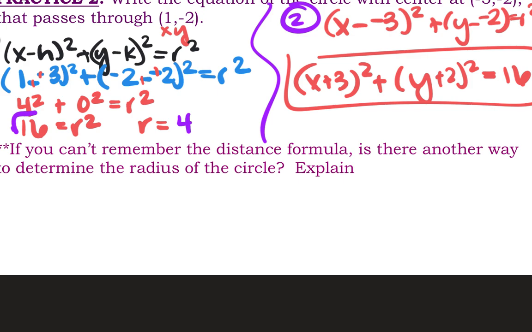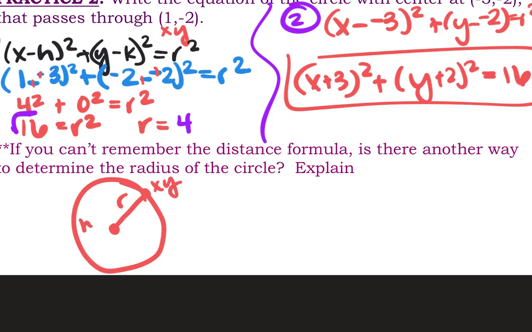The bottom one says, if you can't remember the distance formula, is there another way to determine the radius of a circle? Well, keep in mind that first picture. That first picture, I had the radius. I had a point here, which was your xy. Then I had the center, which was HK. If this is on a coordinate plane, you can always create a right triangle.